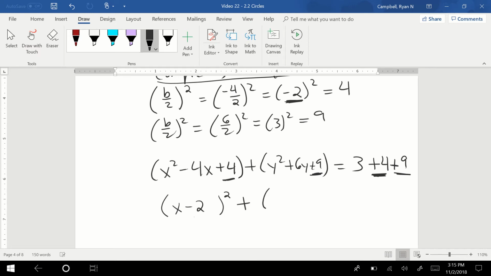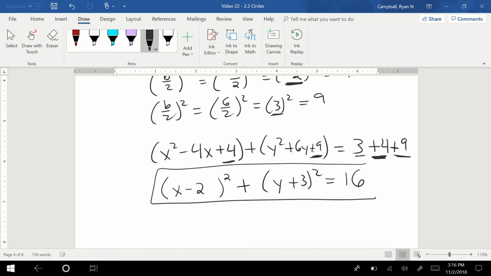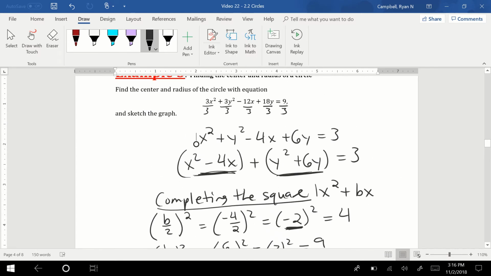So, same thing with the y's. What two numbers multiply to get you 9 and add to get you 6? It's 3 and 3. So that will be y plus 3 squared, right? And again, that came from this 3 as well, b divided by 2. So that's going to equal, so if we have 3 plus 4 is 7, plus 9 is 16. So x minus 2 squared plus y plus 3 squared equals 16. So here's our final equation written in the correct form. And remember, we want to find our center, find our radius, and then sketch it.